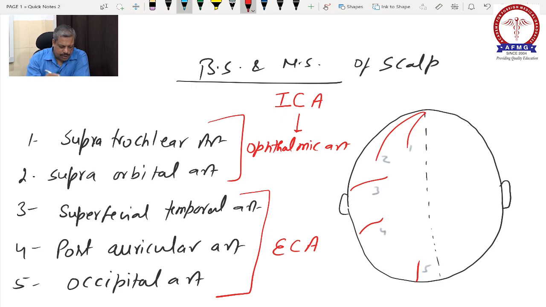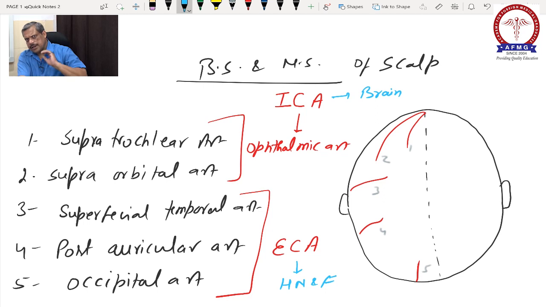Now see the external carotid artery. What is its area of distribution? It supplies the head, neck, and face. The external carotid artery supplies blood to the head, neck, and face, while the internal carotid artery supplies blood to the brain. Clear? These are the clear-cut areas of division for the internal and external carotid arteries. And the scalp is the place which is supplied by both. So keep in mind this point: the scalp is supplied by both the internal carotid artery and the external carotid artery.